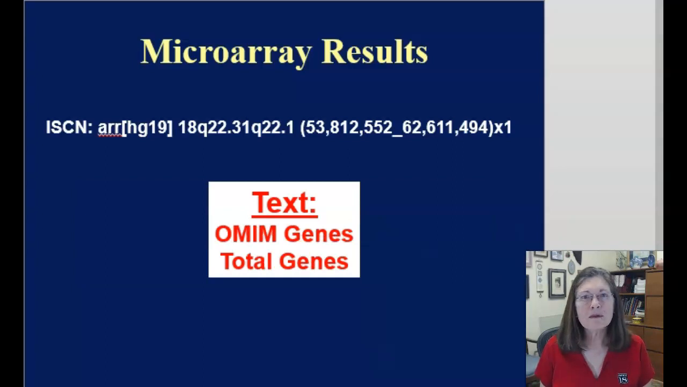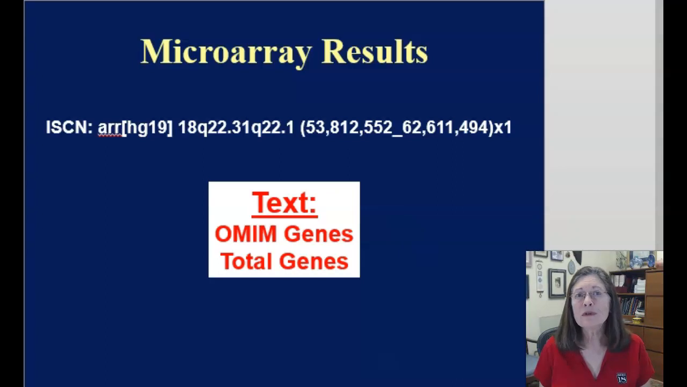The other thing that might be in the report are mentions of the genes. Sometimes reports mention OMIM genes and sometimes total genes. OMIM stands for the Online Mendelian Inheritance in Man. It started out as a book and then eventually went online. And it is a database of what is known about all the genes for which there is something known. There are many genes that we don't really know anything about.